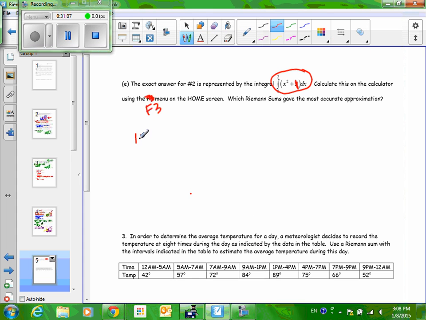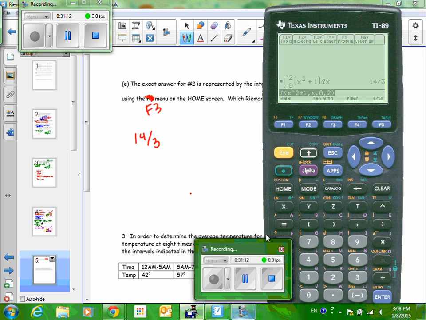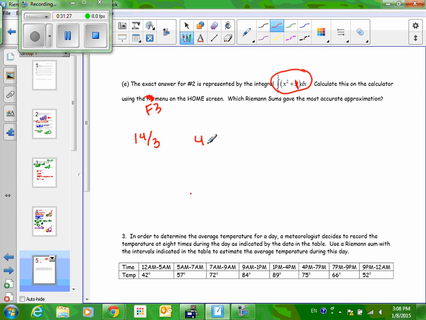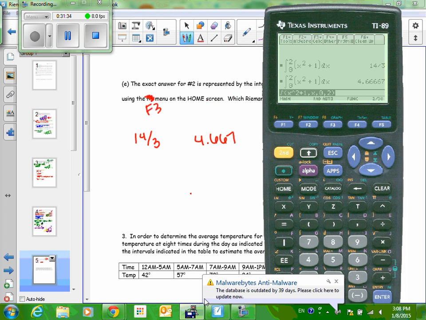Okay, so I'll write that down. 14 thirds. If I want a decimal, I press enter, and if I round to 3 decimal places, I get 4.667. Which is pretty close to my trapezoid and my midpoint. Those were not bad answers. If I had done even more subintervals, my answer would get closer and closer to this.